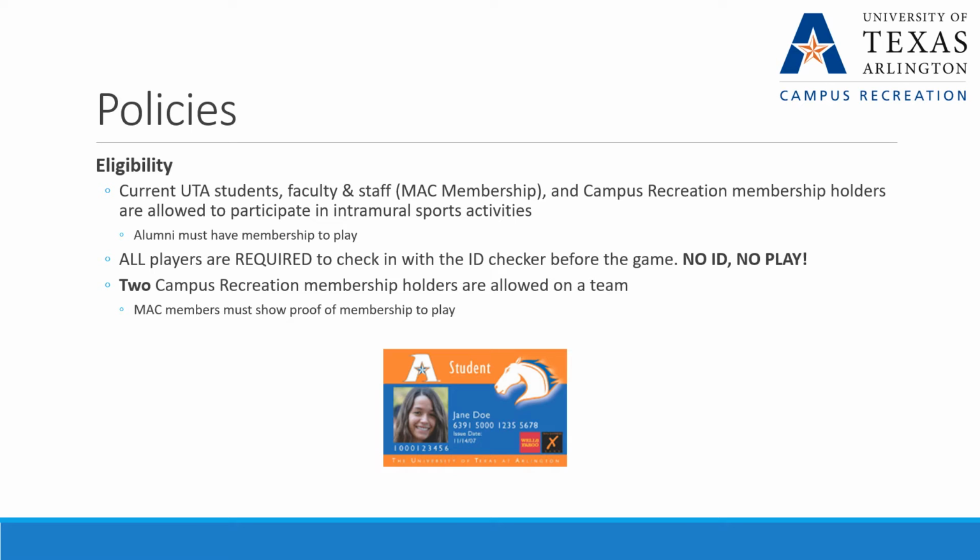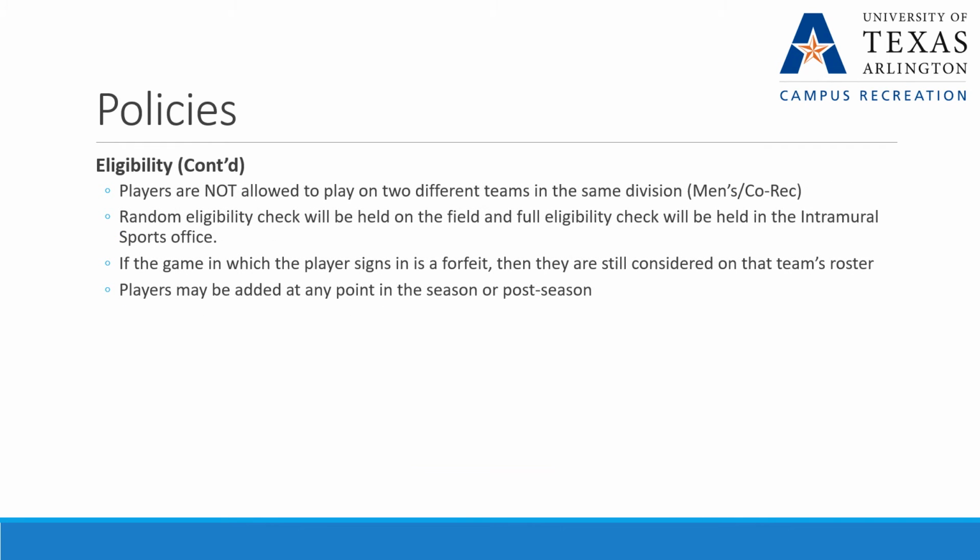Two campus recreation membership holders are allowed on a team, maximum. The MAC members must show proof of membership to play. Players are not allowed to play on two different teams in the same division. A random eligibility check is held on the field, and a full check is held in the intramural sports office. If the game in which a player signs in is a forfeit, they're still considered to have played in that game and to be on that team's roster.